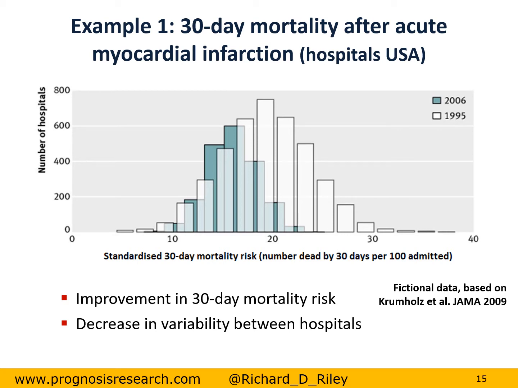But also look at the variability. The variability in 2006 across these different hospitals is much less than it was in 1995, where the variability is much wider. So that suggests that not only we're doing better on average, but also the variability is reduced. The outcome risks are much more consistent across the different hospitals, which is suggesting perhaps that we're standardizing care better than we were 10 years ago.